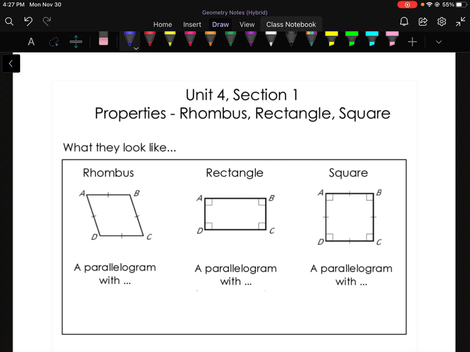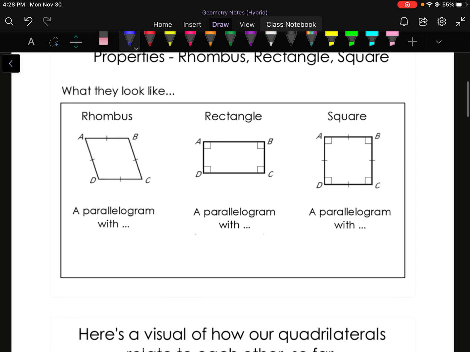All right, this is Unit 4, actually Section 2. So we talked about parallelograms in the last video, really briefly, some properties. Here we're getting into more specific types of parallelograms, starting with a rhombus. So here's what it looks like, and that is just a parallelogram with 4 congruent sides.